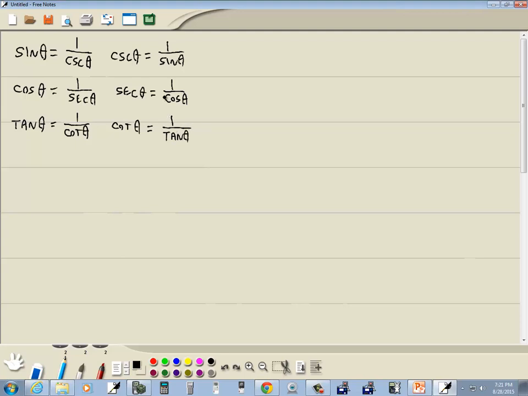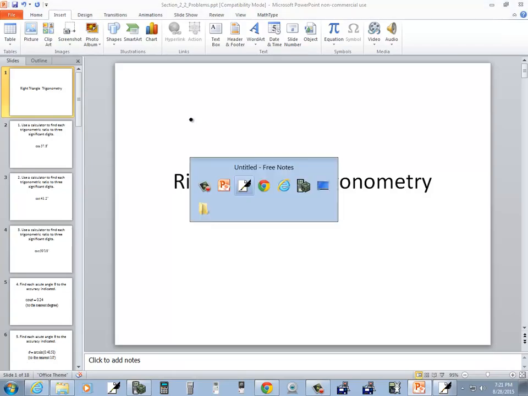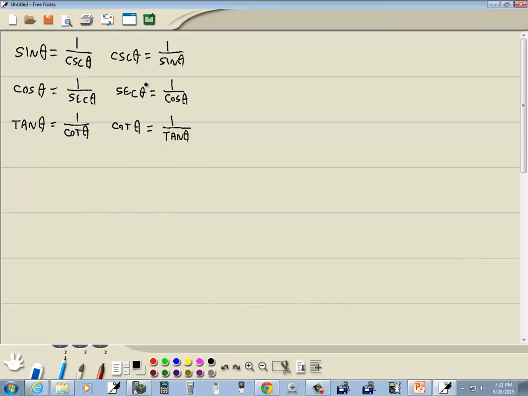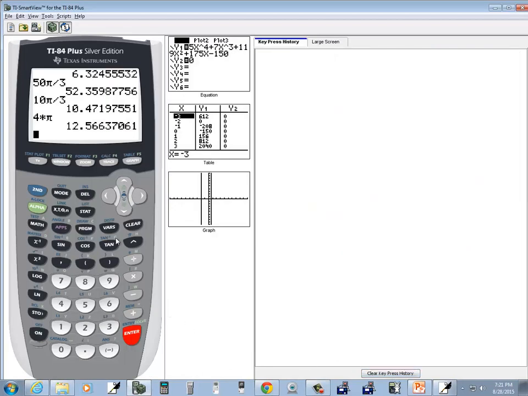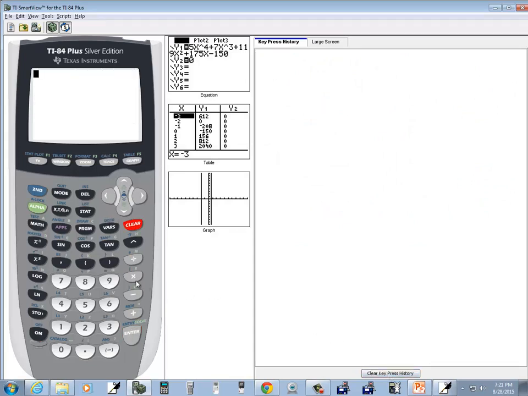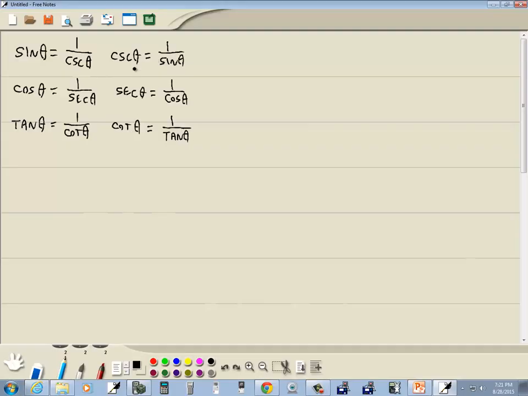Now this section deals with right triangle trigonometry, and in the process some of these we have to plug into the calculator. And if we look at our calculator, we have a sine, cosine, and tangent button, but we do not have cosecant, secant, and cotangent. So if we want to plug those in, then we have to use these relationships that exist. They're reciprocal. And we'll see what we mean by that here in a second. But those are going to be our formulas.